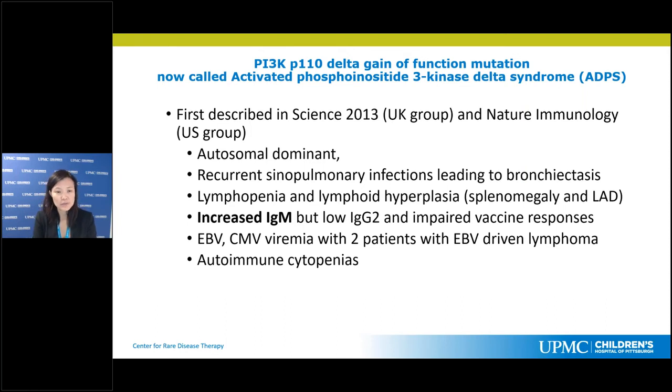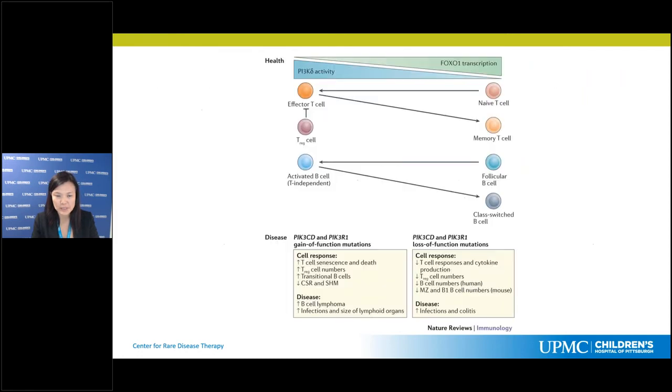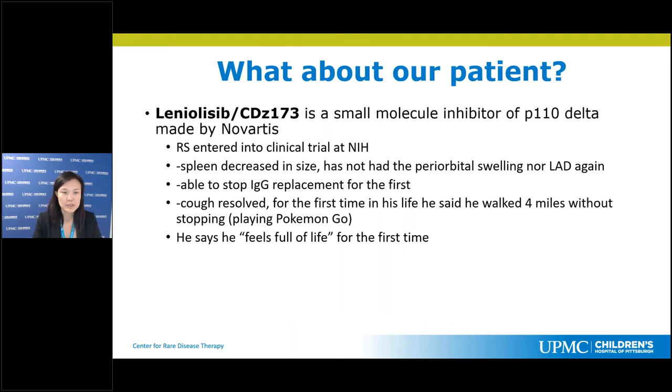So honestly, for all those times that he was having infections, it wasn't even known to be a disease. So he couldn't have been diagnosed with this when he was younger. It is autosomal dominant, and it leads to a very similar picture to what he has, which we just talked about, especially the big lymph nodes and the big spleen. It also has an increased IgM, which he had, and increased risk of infection with certain viruses. And so I'm going to just skip over some of the slides to tell you what happened to him.